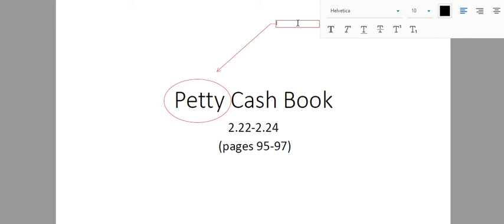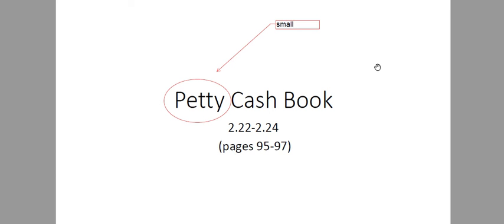So to begin with, let's break up the term and circle the word petty and make a notation. This means small. So the word petty means small. So basically we are talking about small payments of cash and small receipts of cash. And the examples for the small payments could be, so let's list a couple of examples.